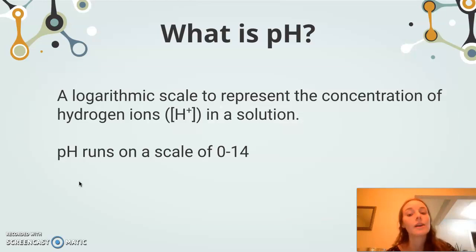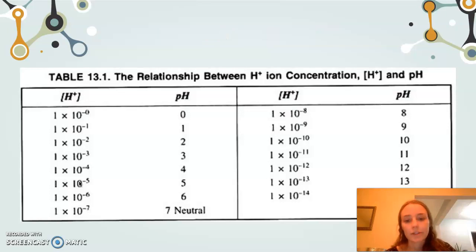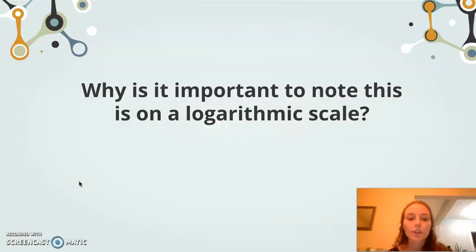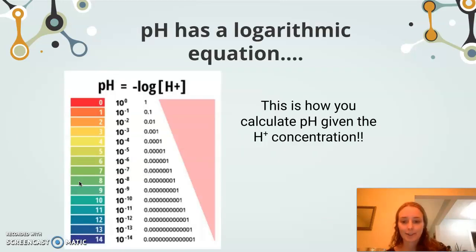Make sure that you have this definition down of what pH is. However, you do not need to write all this down. Why is it important to note this is on a logarithmic scale? We just talked about that. So pH has a logarithmic equation that we'll talk about, and the equation that we'll use is pH equals negative log of the hydrogen ion. So again, H+ is the hydrogen ion. Write this calculation in your notes, and this is how we will calculate pH when given the concentration.